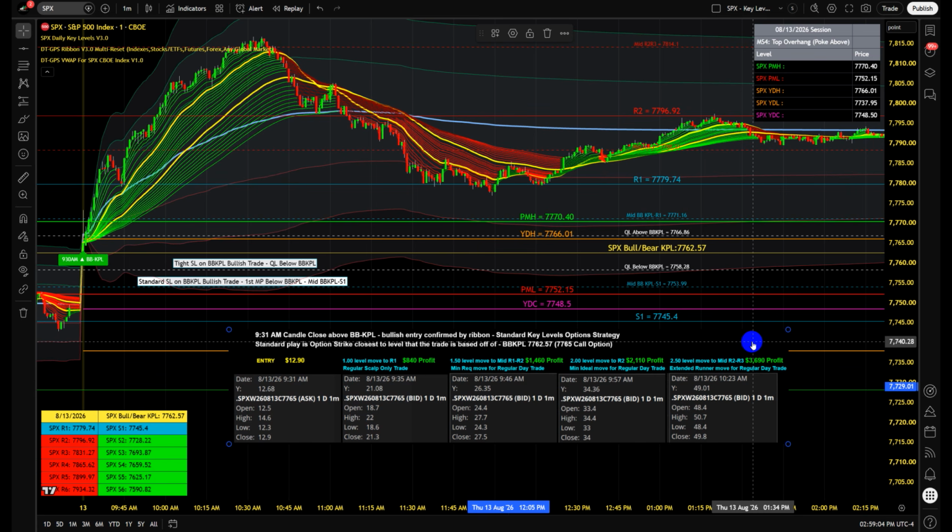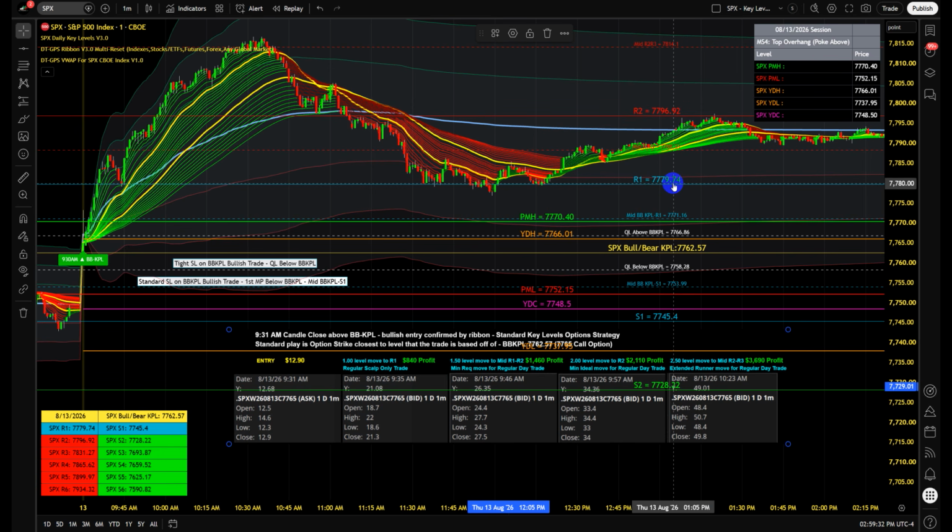Starting off with just a regular scalp trade. A regular scalp trade is a 1 level move in your favor. The 1 level move in your favor is calculated from the level that you're basing the trade on, in the direction of the trade. So that would be based on the bull bear KPL. 1 level move in our favor on this bullish trade is R1. So R1 is your level for a scalp trade for either exiting the trade or adjustment.